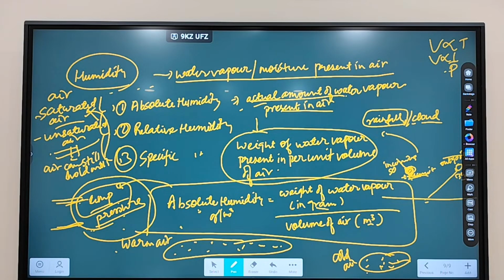Fine. So we'll start with relative humidity and specific humidity in tomorrow's class, and then we'll discuss cloud, weather, rainfall. Those things we'll cover in tomorrow's class. Fine. Any doubt regarding this one?